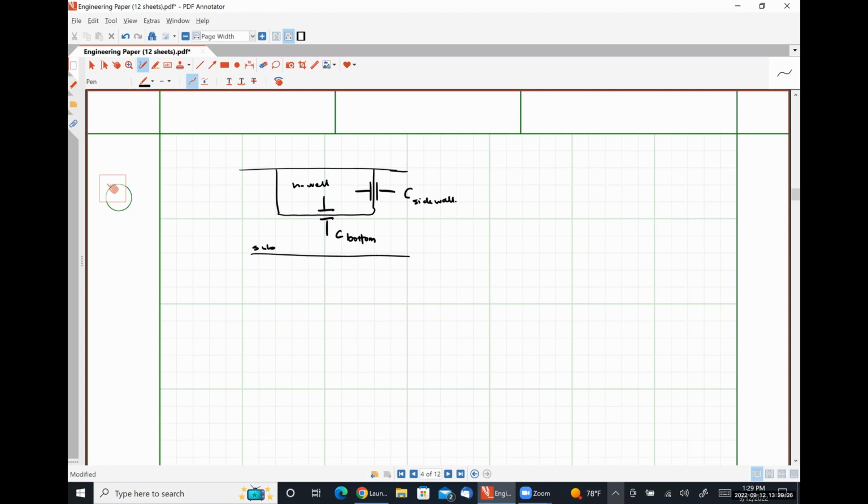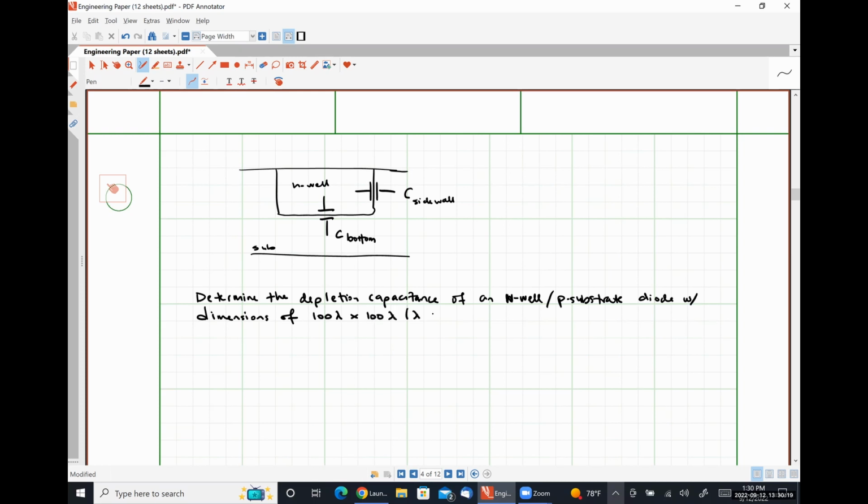All right. So our goal here is to determine the depletion capacitance of an N well P substrate diode with dimensions of 100 lambda by 100 lambda, where lambda is equal to 300 nanometers for our process.